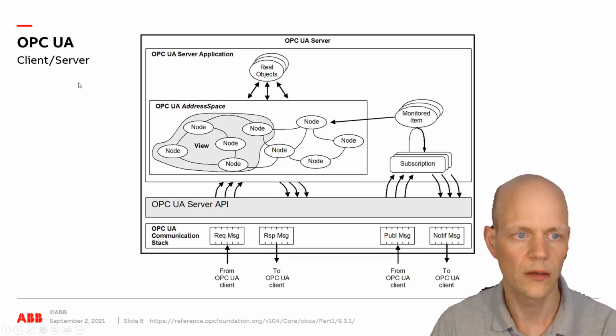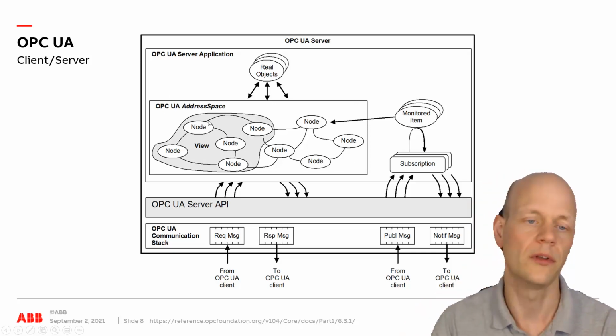Then we use the OPC-UA communication protocol. So essentially it's a client-server protocol on top of TCP/IP, and an OPC-UA server is depicted here. It includes an OPC-UA address space, and the address space contains a lot of nodes. Nodes usually are synchronized with some real objects.